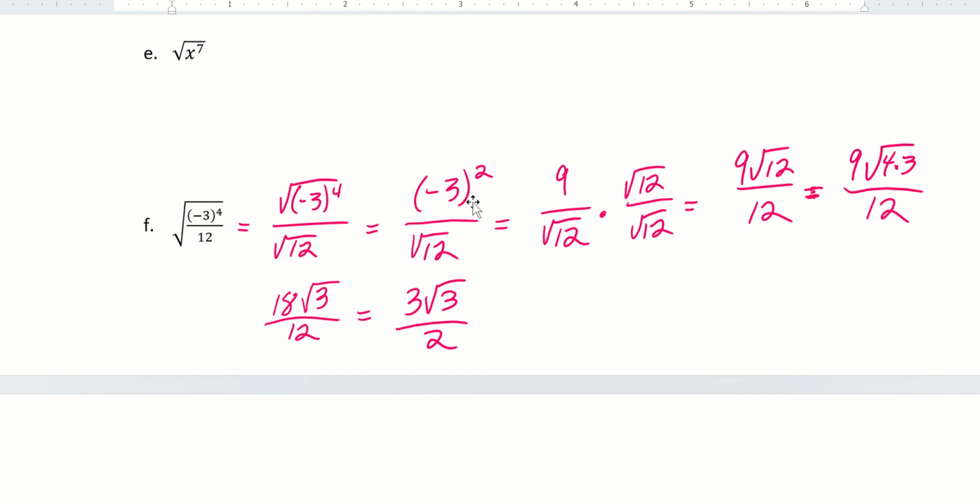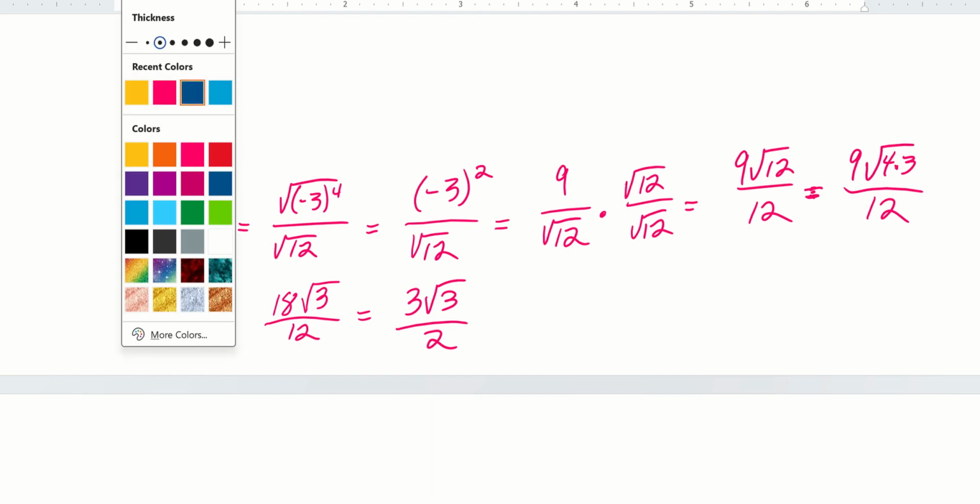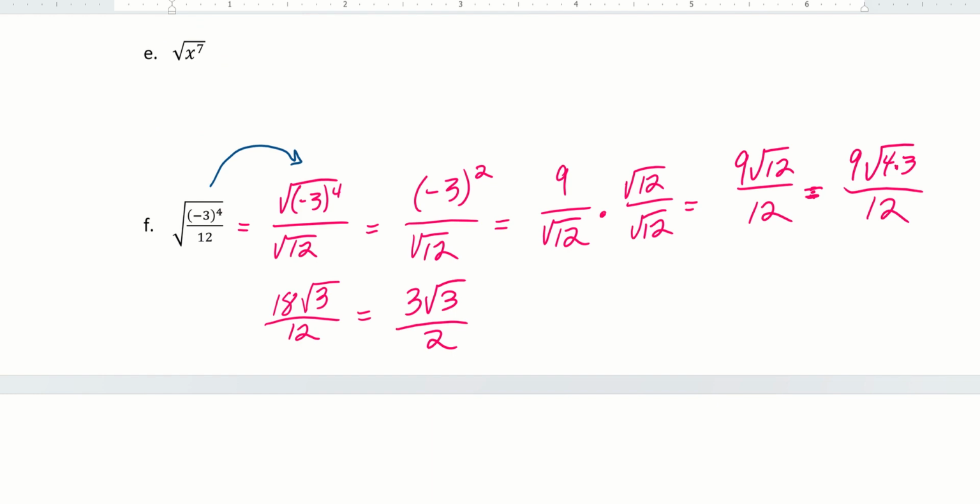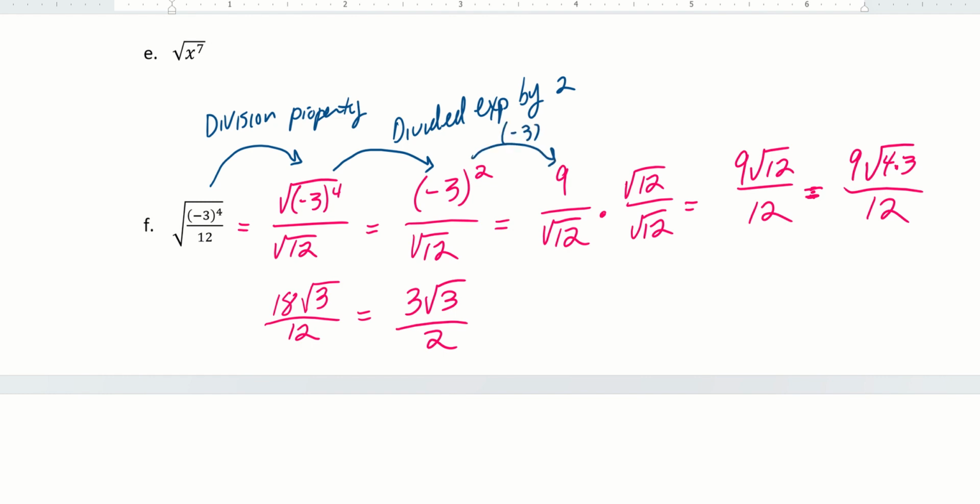So this is making us apply all of the rules that we've just learned. So I'll go through it step by step. So I used the division property. And then I divided the exponent by 2. And then I just did 3 squared, or sorry, negative 3 squared. Then I multiplied by 1.